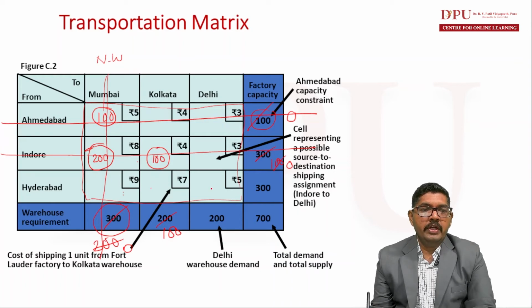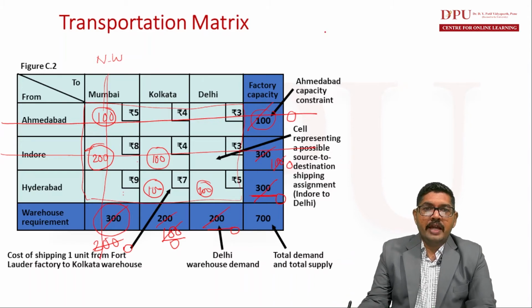Now we have only 2 boxes here to be allocated. The capacity of the Hyderabad plant is 300 units, the demand at Kolkata is 100 and the demand at Delhi is 200. So we can directly write 100 and 200 here. This 100 will become 0, this 200 will become 0 and this 300 will also become 0. Supplies and demands have become 0 and that's why this is a feasible solution.